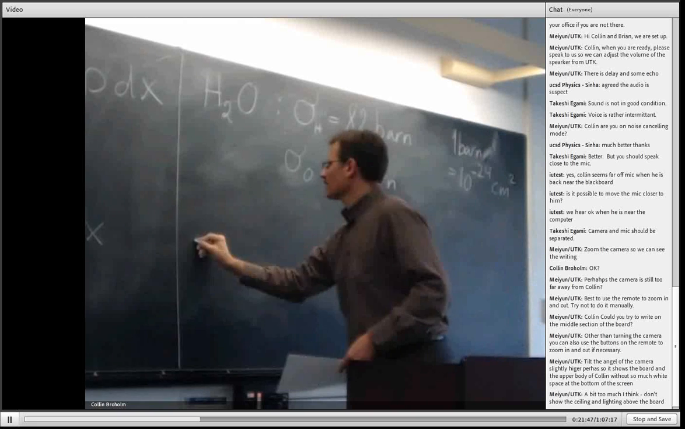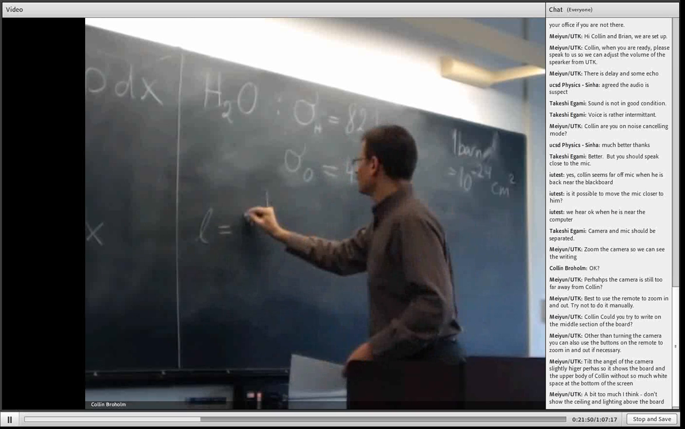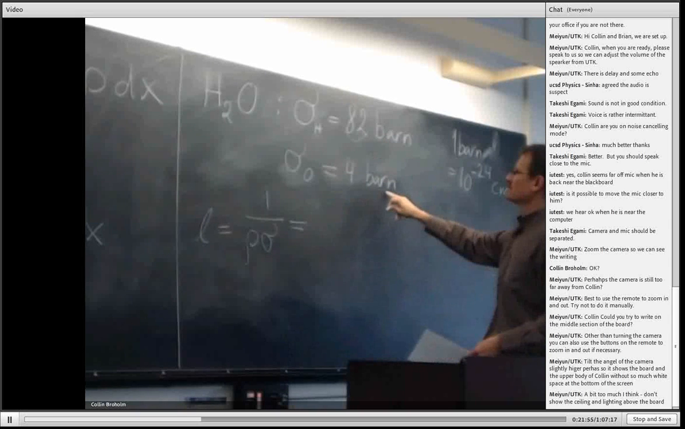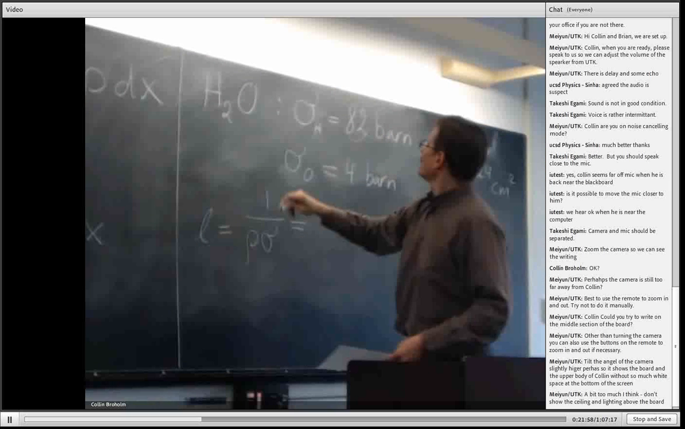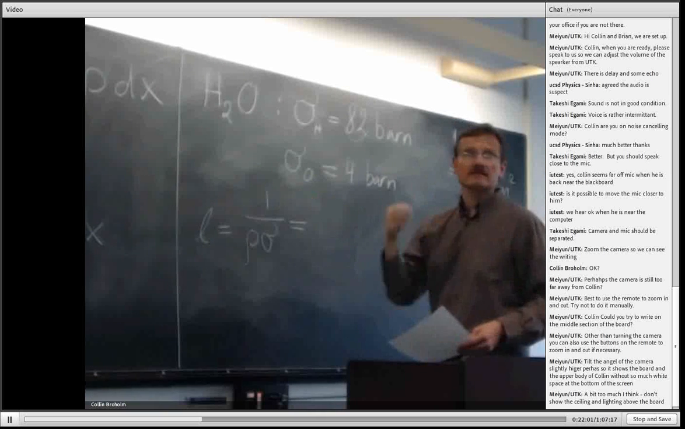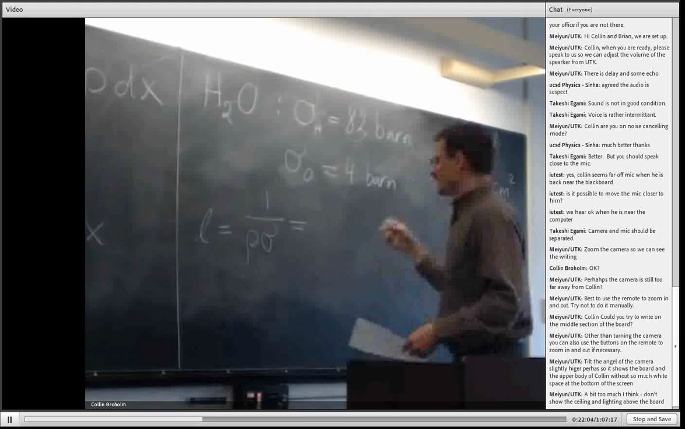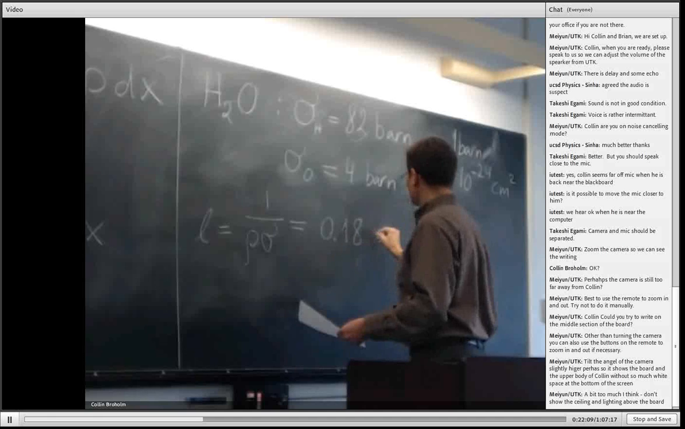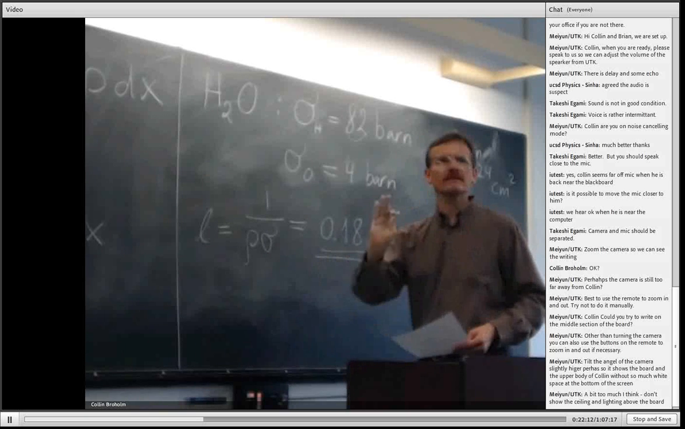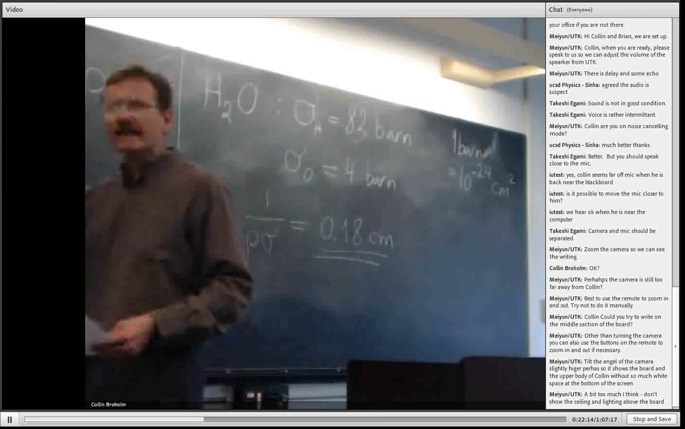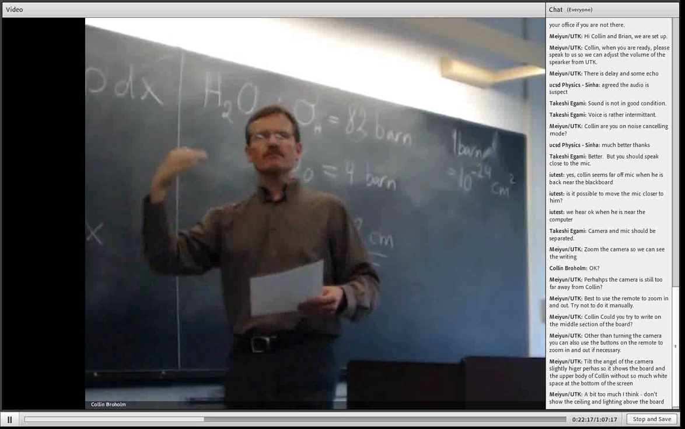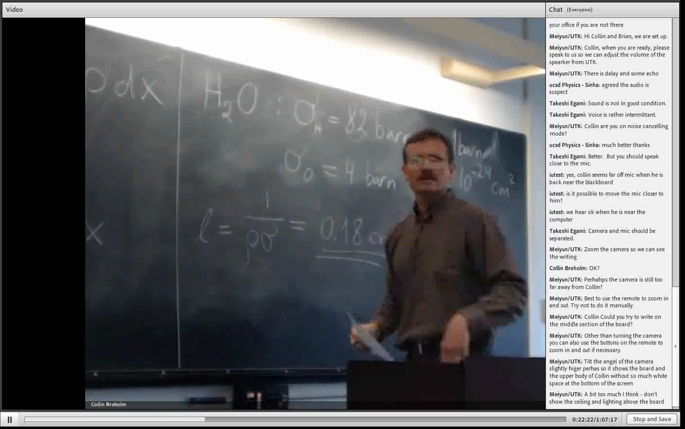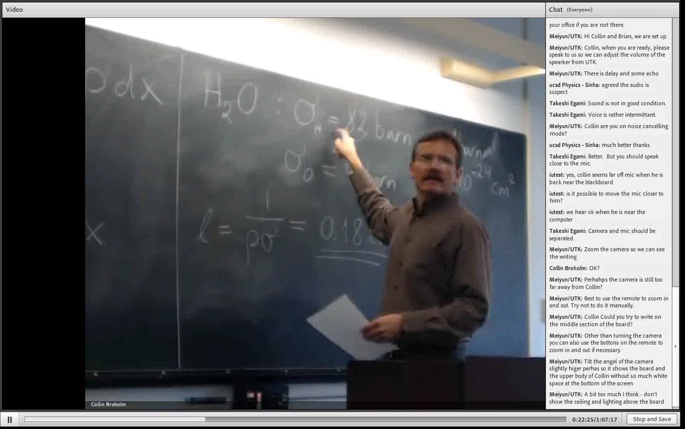And let's calculate now what this characteristic length is for water. So 1 divided by rho sigma. When you put in the numbers, this is about 10 to the minus 24, and the density, which I didn't calculate but you can, is about 10 to the 23 per cubic centimeter. Then you'll find that the length for water is 0.18 centimeters. So approximately 2 millimeters is the characteristic length for when a neutron beam interacts with water. That's actually a pretty short distance. You cannot go very far through the water as a result of a very strong incoherent cross-section.